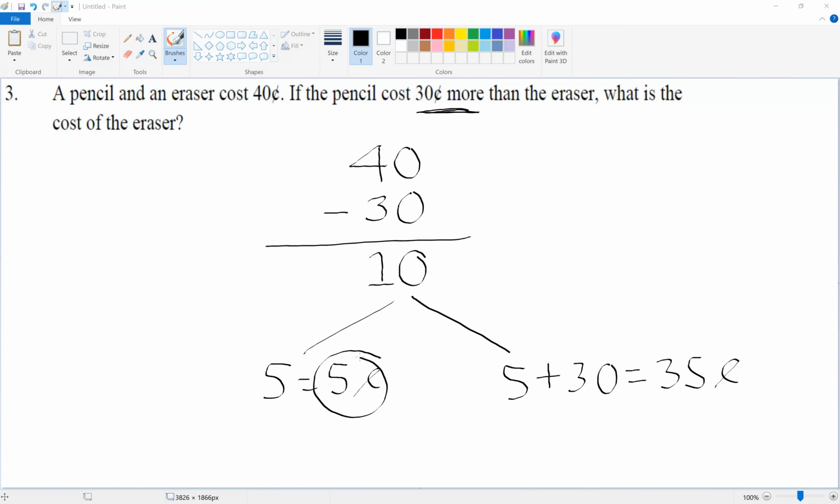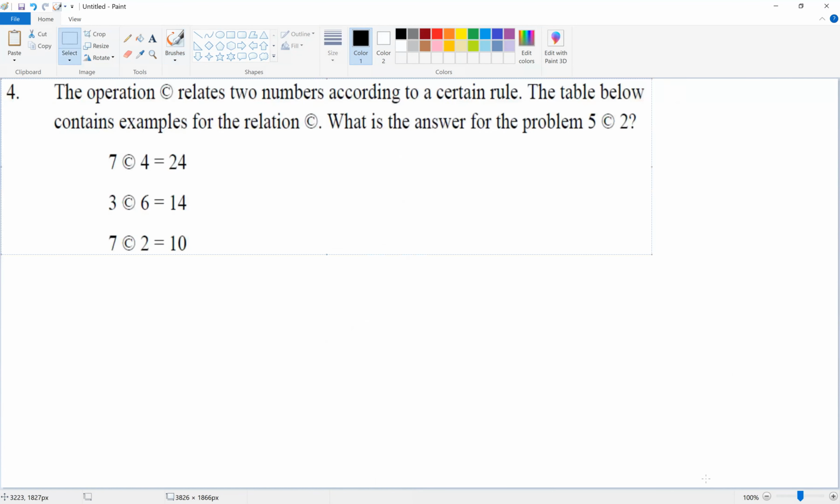Next one is a pattern question. Number 4, Gitika. I didn't do this one. Can you read the question? The operation C relates two numbers according to a certain rule. The table below contains examples for the relation C. What is the answer for the problem 5C2?